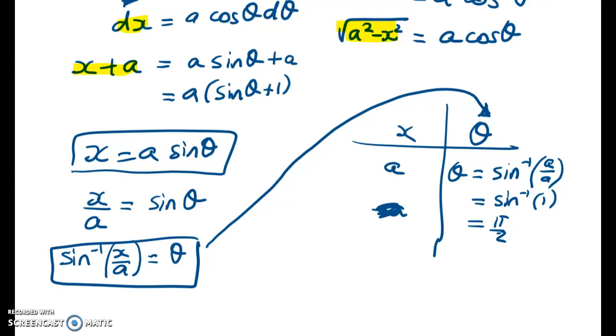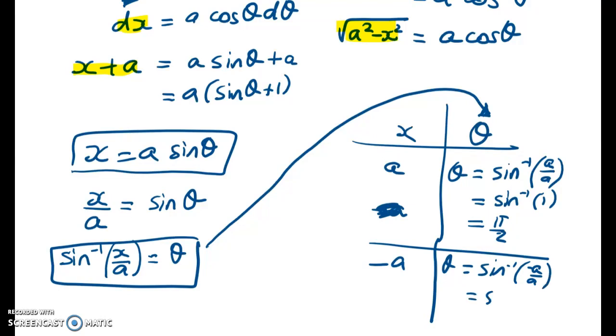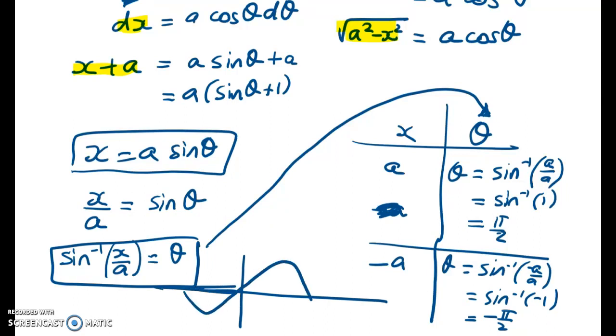Let's give ourselves a bit more room. The bottom limit works in a similar way. Theta is equal to sine inverse of negative a over a, which is the angle whose sine is negative 1, which is negative pi on 2. And if you're not liking that, just draw yourself a little baby sine curve. The angle whose sine is 1 is here, and negative 1 is down here.